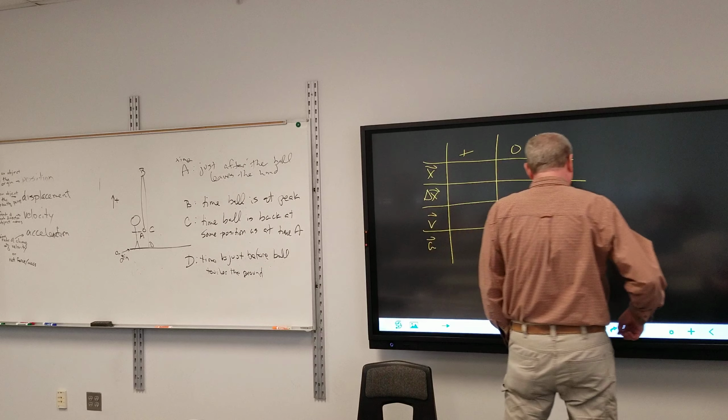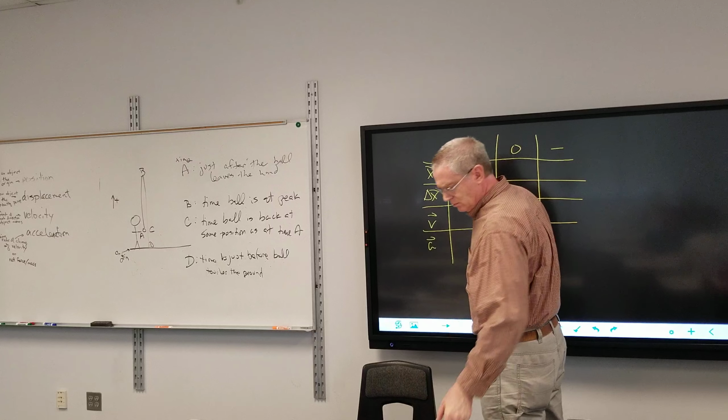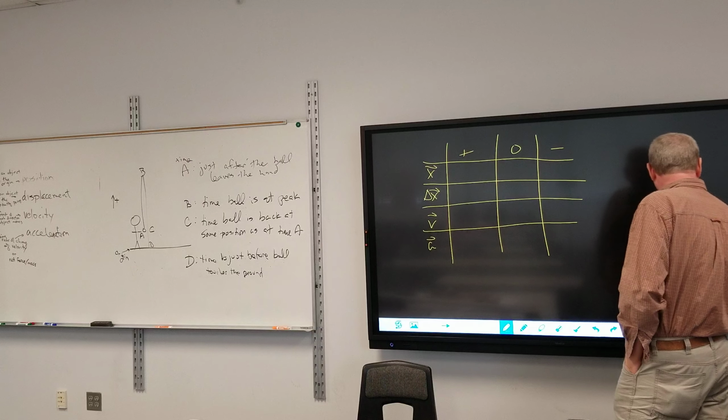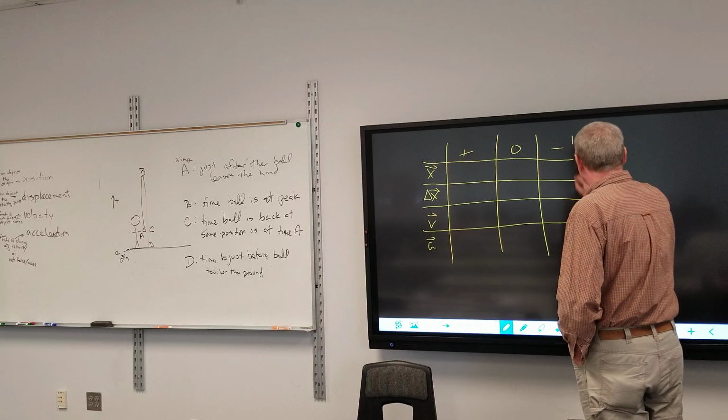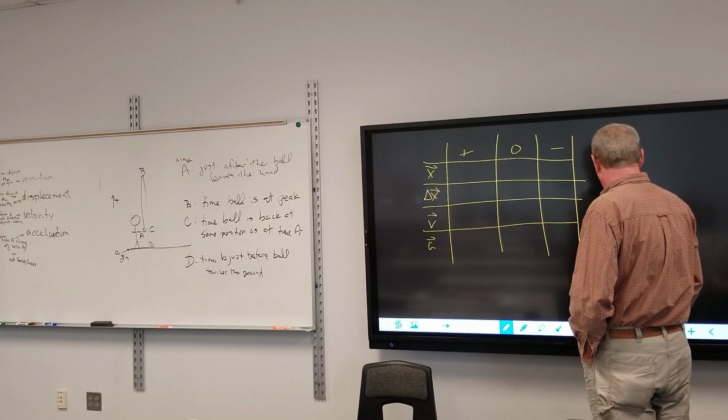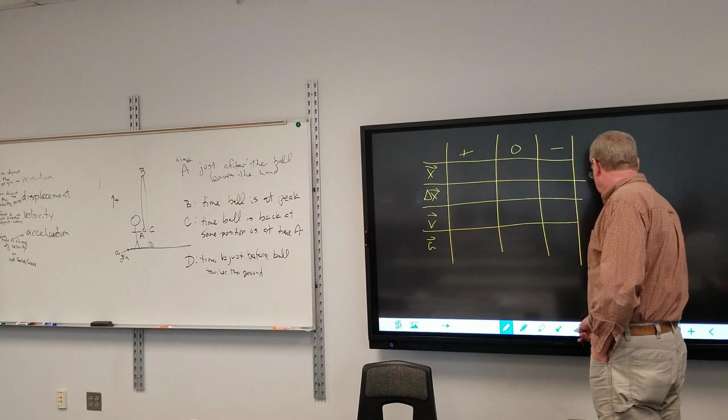Okay, that's the starting point. Now I'm getting velocity relative to the starting point, yeah. So A is the starting point. D is below the starting point, so it's negative then.